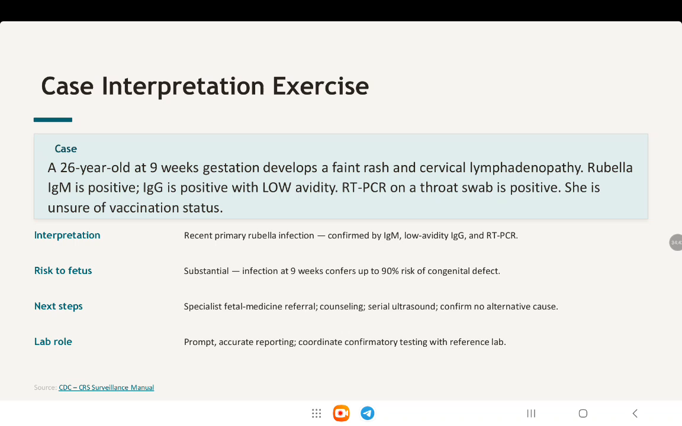This is a woman, 6 years old, 9 weeks gestation, who developed a faint rash on the skin and lymphadenopathy. Rubella IgM is positive, while IgG is positive with low avidity. We did PCR on the throat swab, which is positive. She is unsure of her vaccination status.